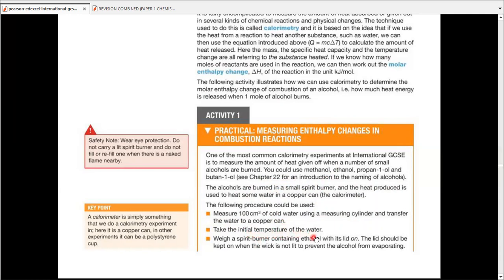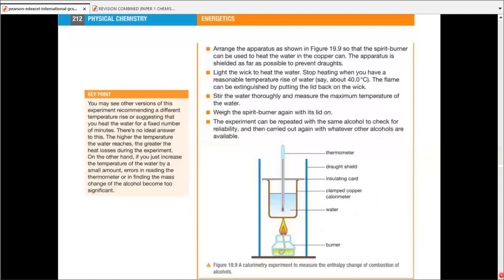We notice the initial temperature of water, say it was 25 degrees centigrade. In fact, they are going to take a value on the next page. Now, with the spirit burner in which alcohol is present, the lid should be kept on when the wick is not lit to prevent the alcohol from evaporating, since alcohol can evaporate.